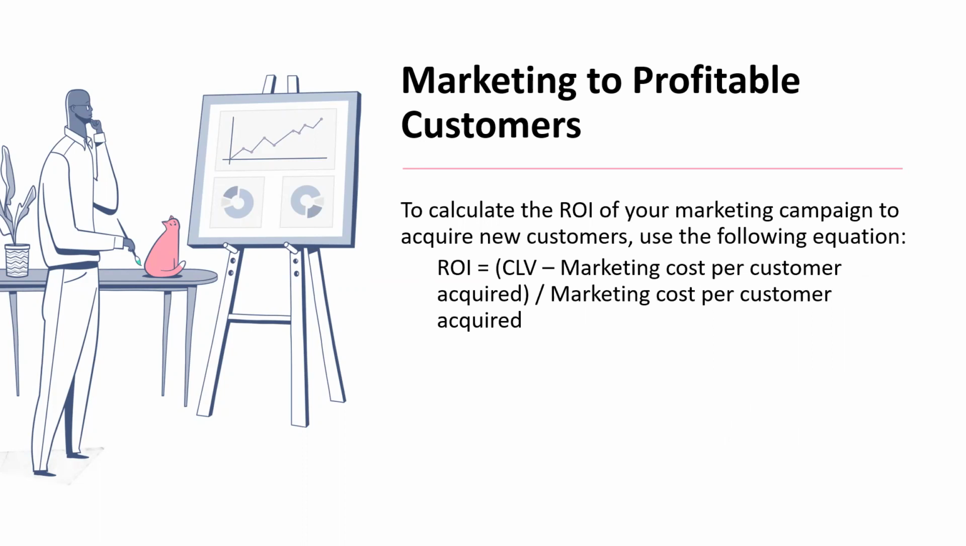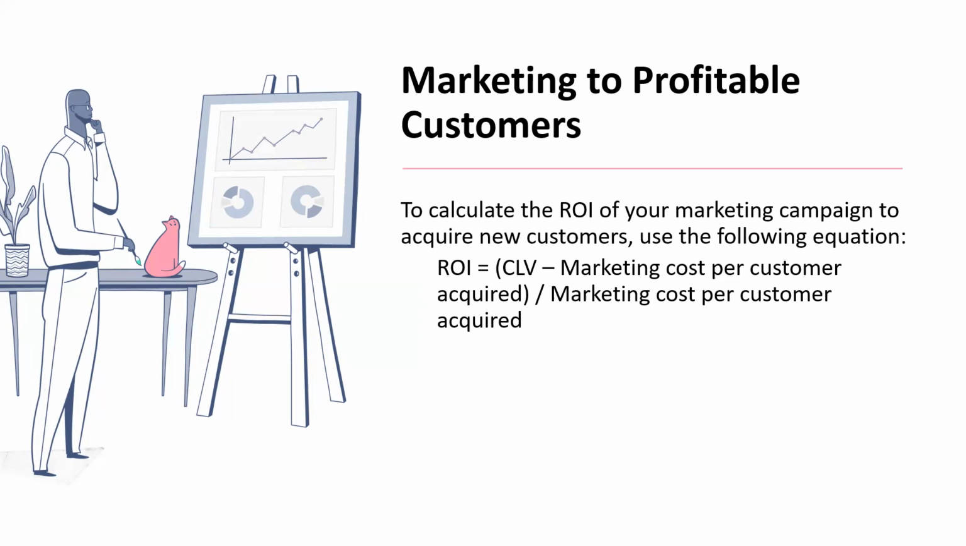So what is the formula? To calculate the ROI of your marketing campaign to acquire new customers, you can use this particular formula. ROI is equal to customer lifetime value minus marketing cost per customer acquired. That is how much you have spent, not only from the short-term point of view, from the long-term point of view. So the total expenditure divided by the number of customers in a way will give you marketing cost per customer acquired. And then divided by the marketing cost per customer acquired, that will give you the percentage, how much you have spent. That defines the ROI for your acquisition.